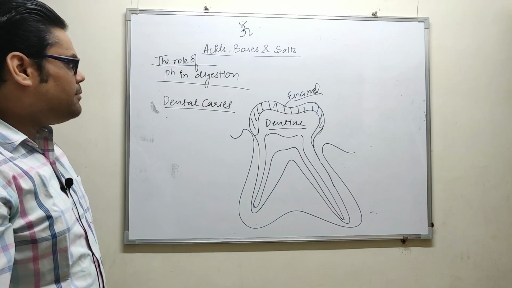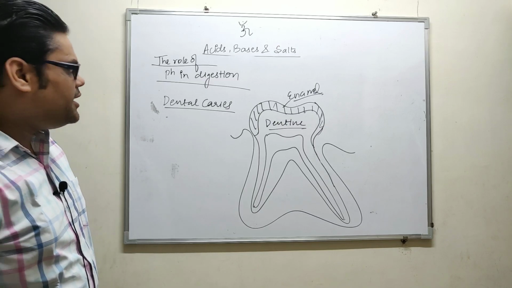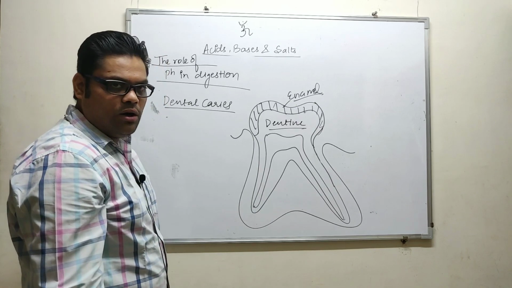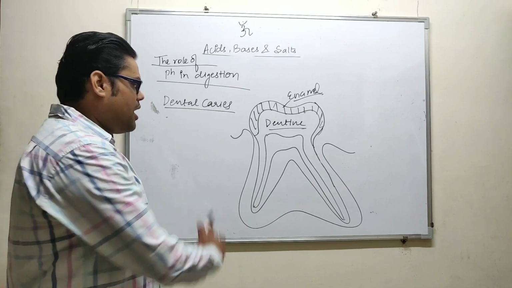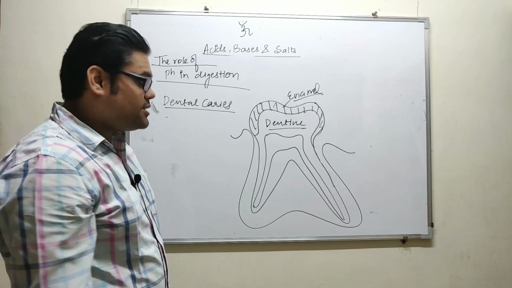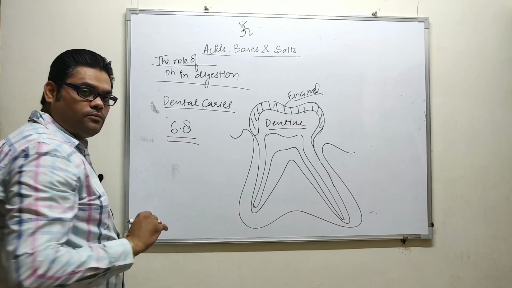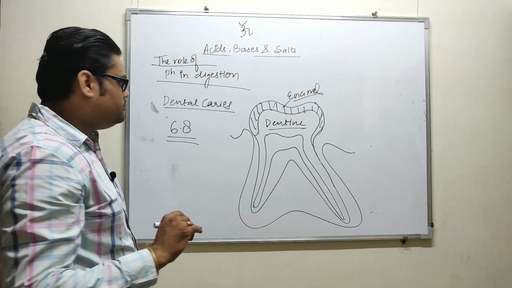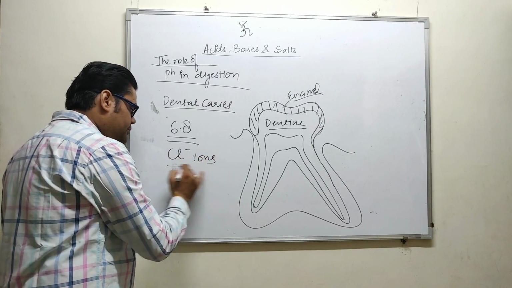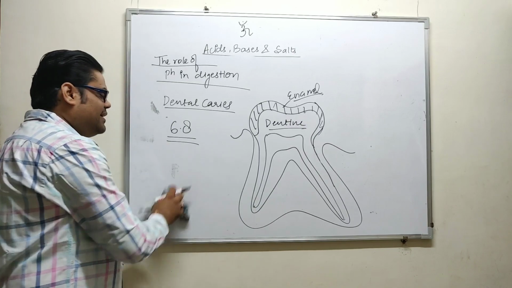Okay, so this enamel is basically made up of salts of calcium, hydroxyapatite, calcium phosphate, but these salts can be dissolved if the saliva running around all these teeth becomes highly acidic. For example, the pH of saliva is 6.8, slightly acidic, because of the presence of chloride ions, HCl. Okay, the pH of saliva is slightly acidic.